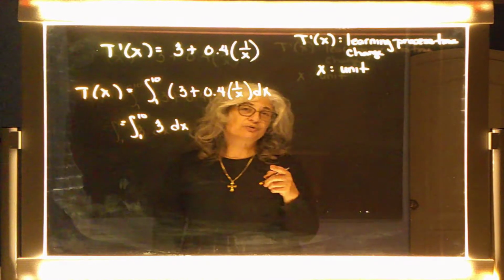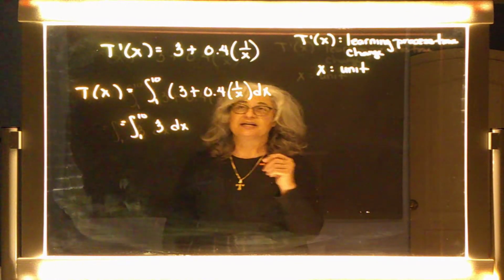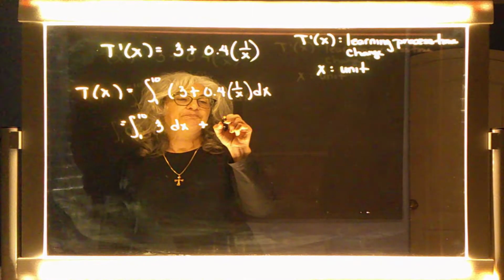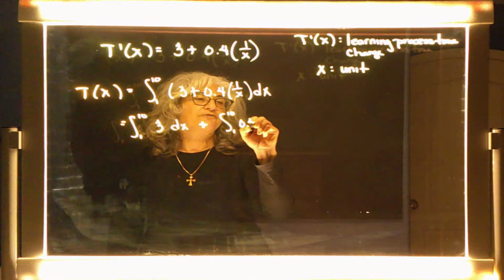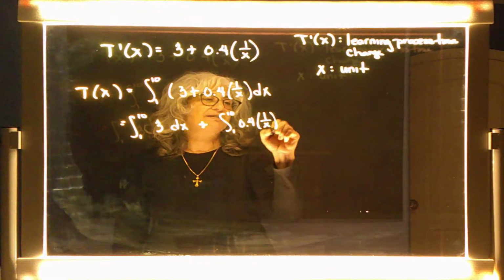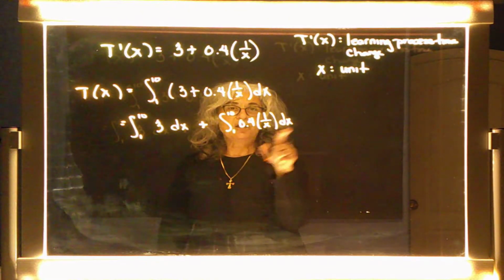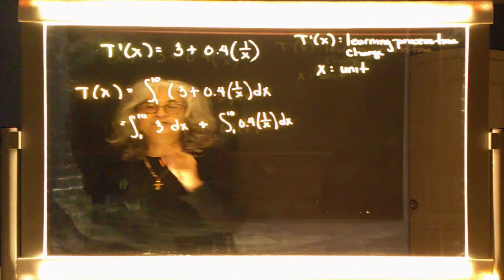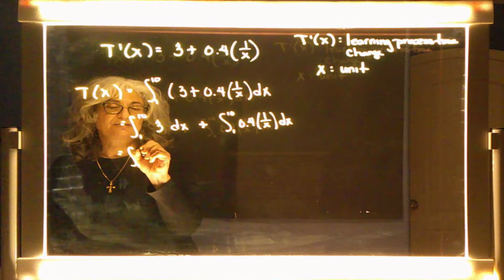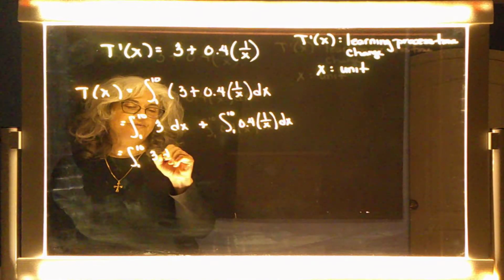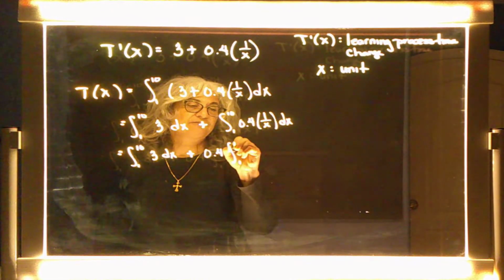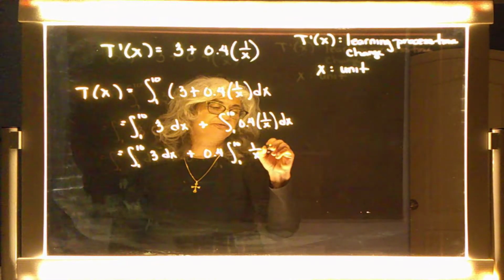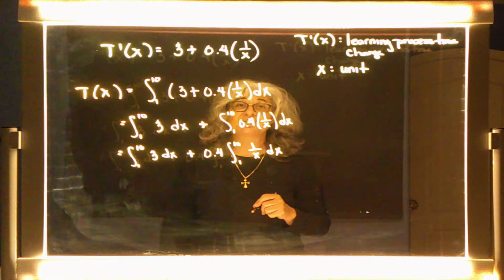So I have the integral from 1 to 10 of 3 dx plus the integral from 1 to 10 of 0.4 times 1 over x dx. Now on the second one, can't I take the 0.4 out? And that's exactly what I'm going to do, take that coefficient out to make life a little bit simpler for us and more obvious, shall I say.